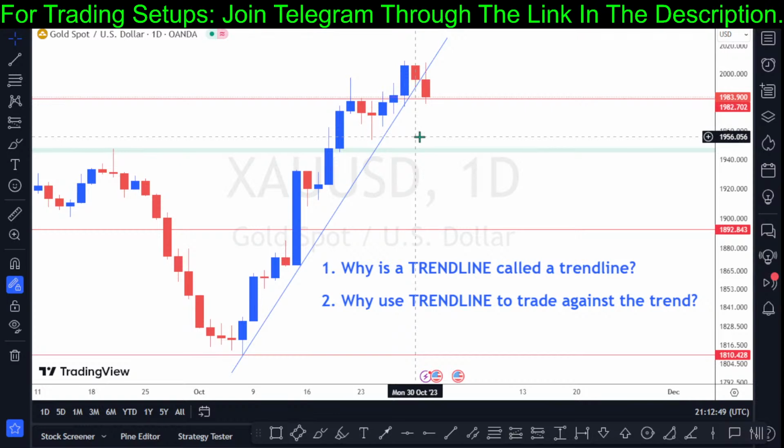Technically, a trend line should be used to follow the trend. So if you want to take a trade because the trend line has been broken, then you are going against the methodology of a trend line. If you are going against the ideology of a trend line, then you need to have a lot of confluence factors. So what are these confluence factors you should look out for when you want to use a trend line to trade against a trend?